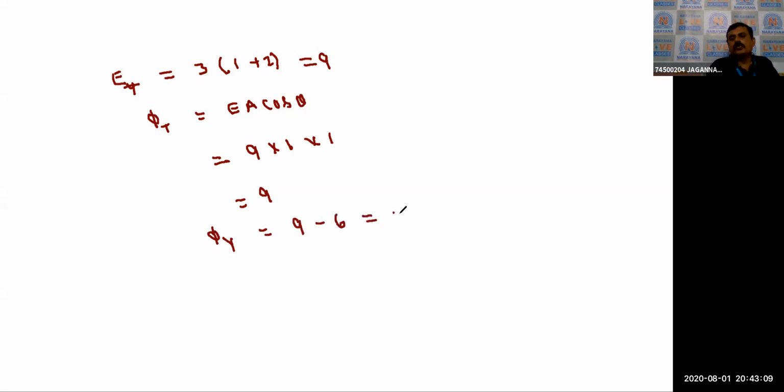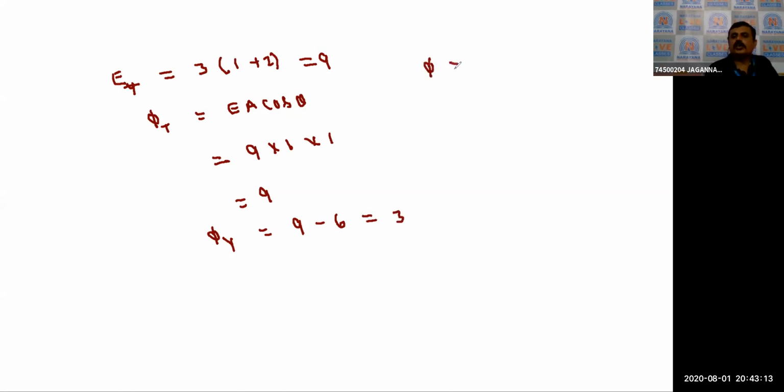So the electric flux through the top surface is given by E A cos theta. E value is 9, area is 1, and cos theta is 1 since both are in the same direction. So we get 9. The net electric flux due to this surface is 9 and the previous one was minus 6, which is equal to 3.